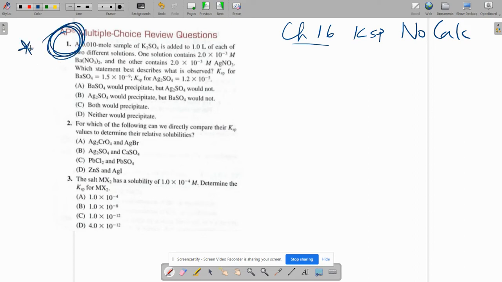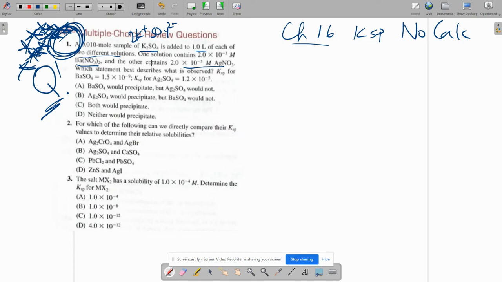So here's number one. Right off the bat, this is by far one of my favorite questions, so I would definitely make sure you put some stars by it. It's basically a Q problem to the max. It says that you have a 0.010 mole sample of potassium sulfate, which is a strong electrolyte, so that would break into K+ and SO4 2- 100%, and is added to 1 liter each of two different solutions. One contains barium nitrate, again another strong electrolyte that would break up completely, and another contains silver nitrate, another strong electrolyte. Which statement best describes what's observed?